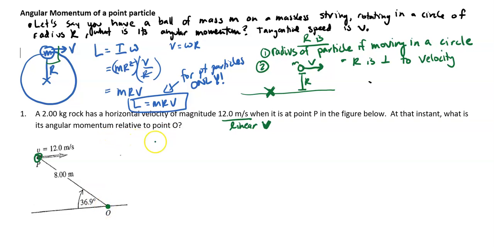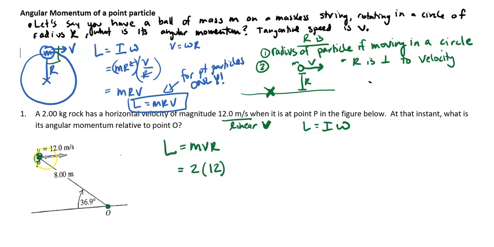Okay, let's go ahead and look at this. For angular momentum, this is a point particle, so we can use mvr, and that'll just be a nice little shortcut. You could also use the regular equation for angular momentum, I omega, but mvr is going to be easier in this case. So let's see, the mass is 2, the velocity is 12. Now we need the radius.